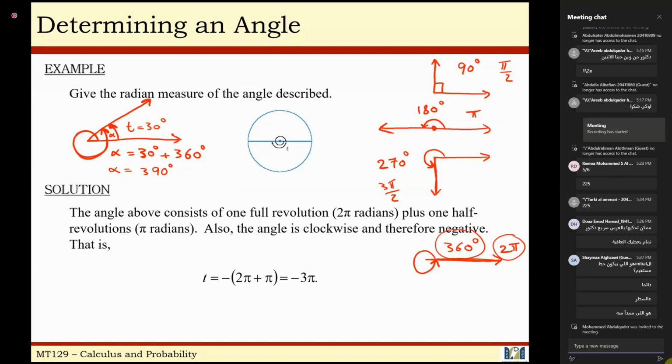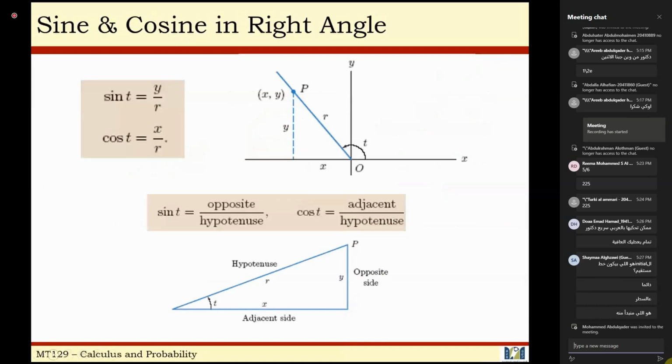Okay, now we have many trigonometric functions, but we have two main trigonometric functions. These are very famous: sine and cosine. Look at this triangle. We have here t and here r, y and x. This is a right triangle.